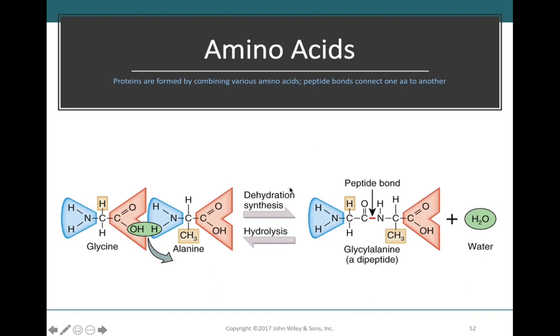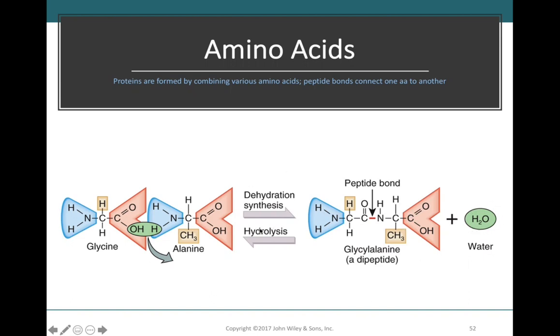And through the same reactions that link our lipids and our carbohydrates, the dehydration synthesis reaction is going to remove water and create a peptide bond here. So a peptide bond is between two amino acids, and that's also going to give us water.